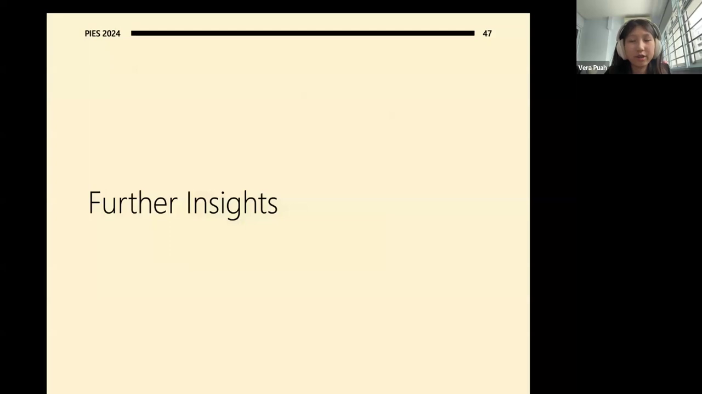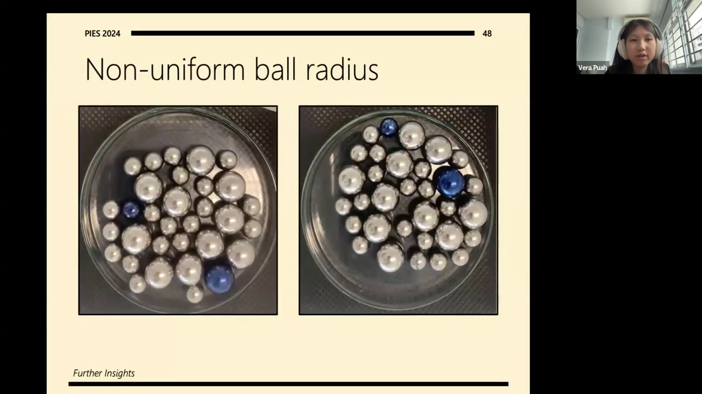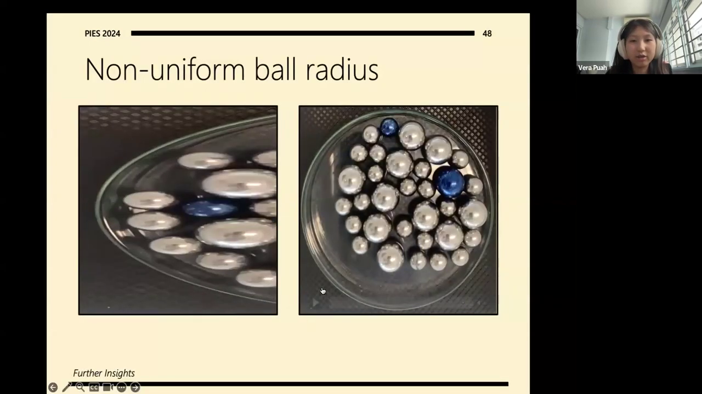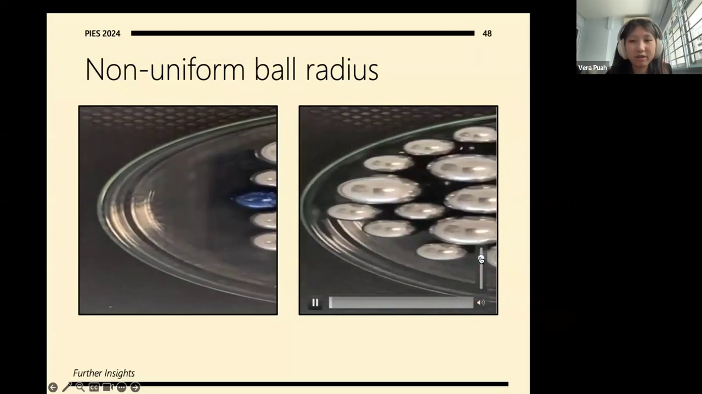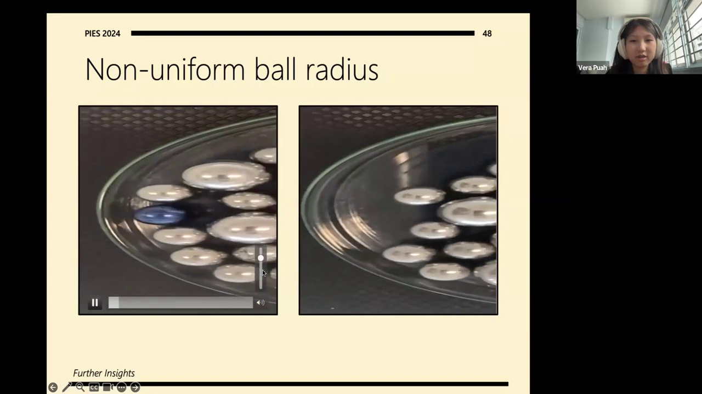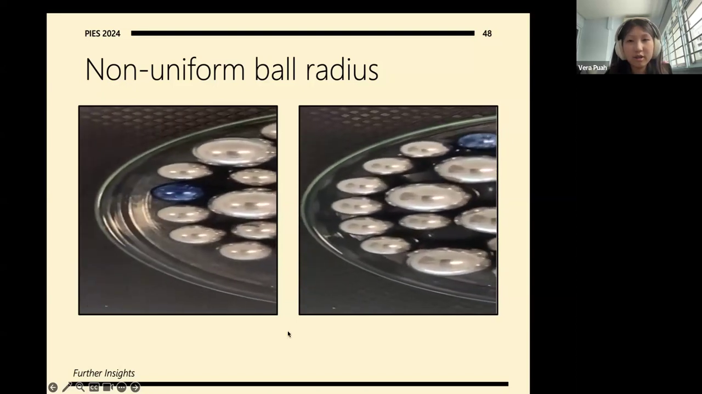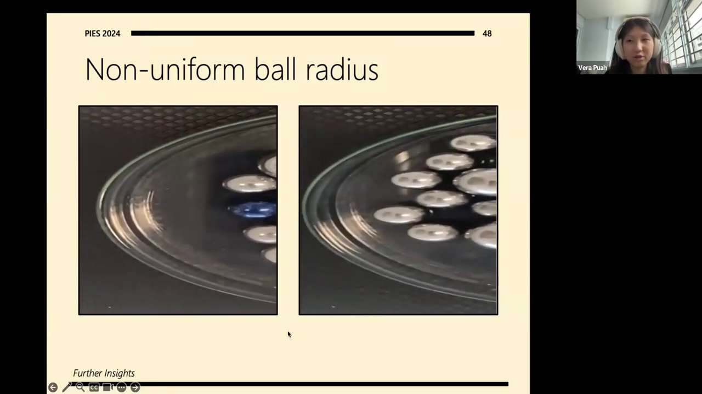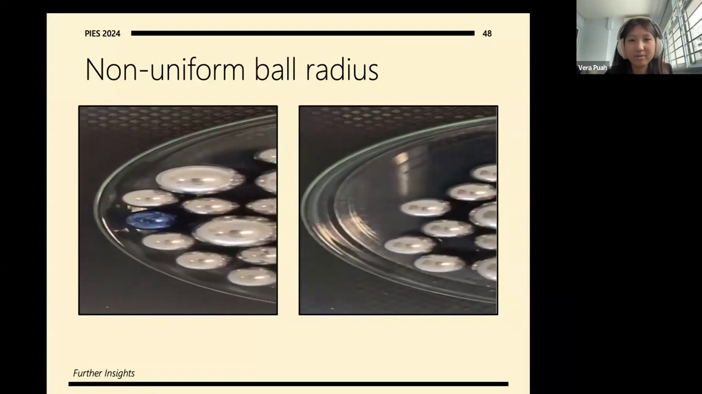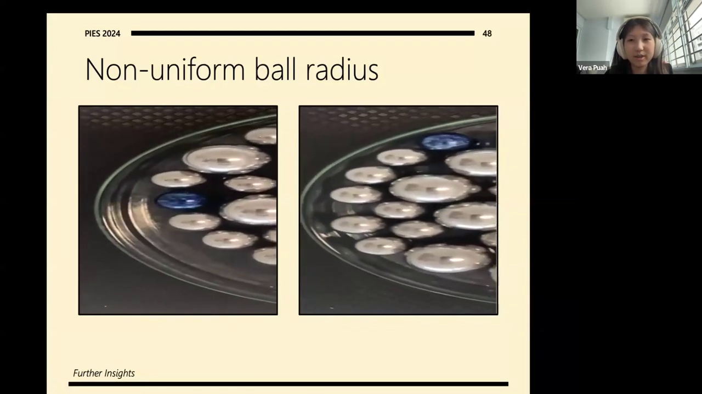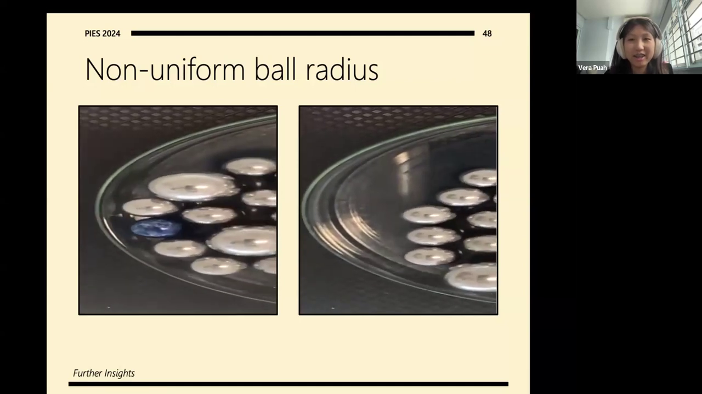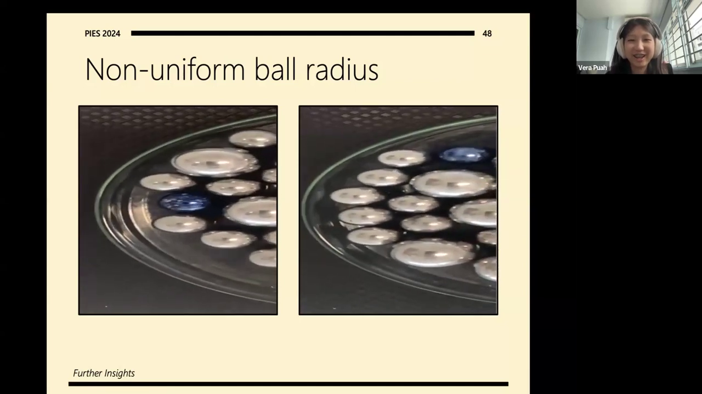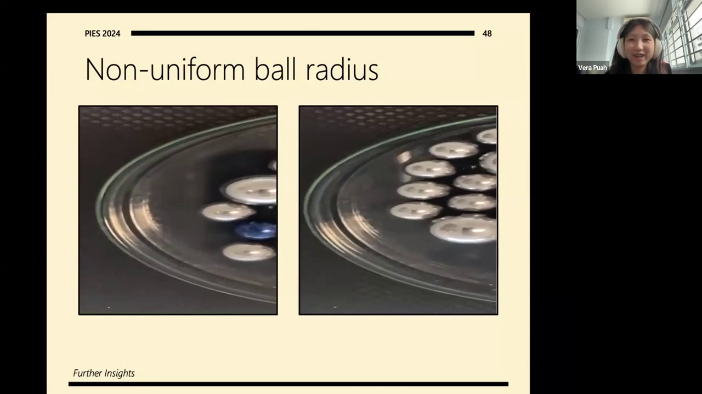So now for some further insights. This was initially a random idea I had because it seemed like something that would be interesting. So, interestingly, during the actual OIPT fight, I was asked by the jurors whether I had investigated non-uniform ball radii, and I guess I was kind of lucky that I did think of trying it beforehand.